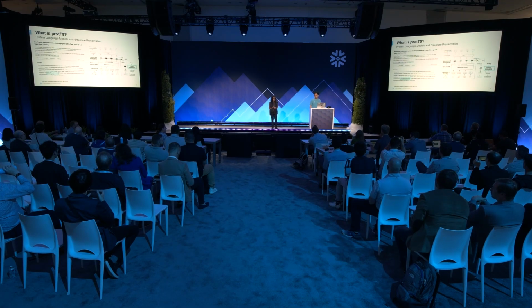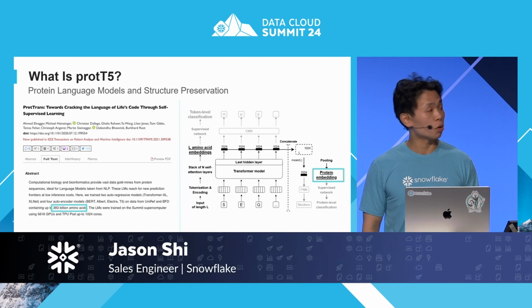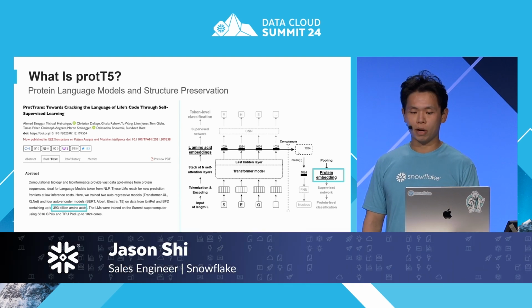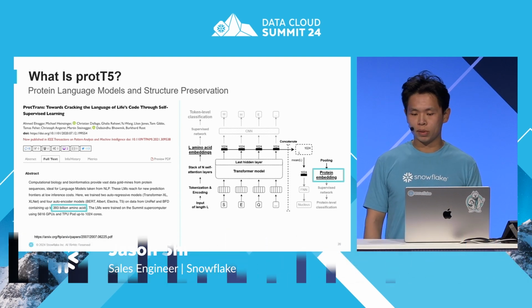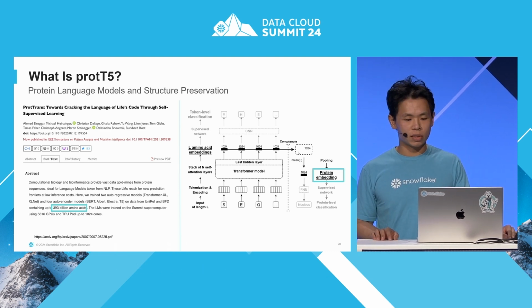So we use the ProtT5 model. This is an open source model to create custom embeddings. ProtT5 is a transformer-based model, pre-trained on a large corpus of protein sequence data to generate inputs and labels from those protein sequences.